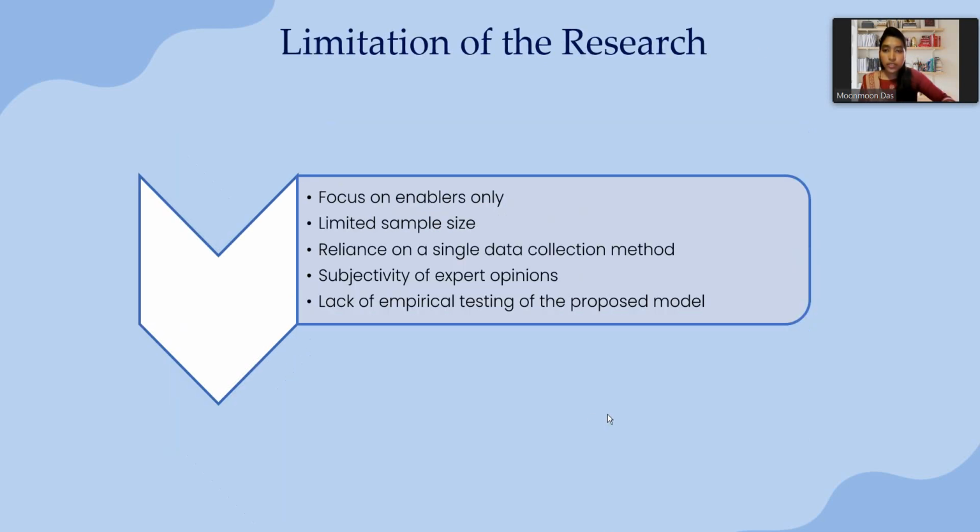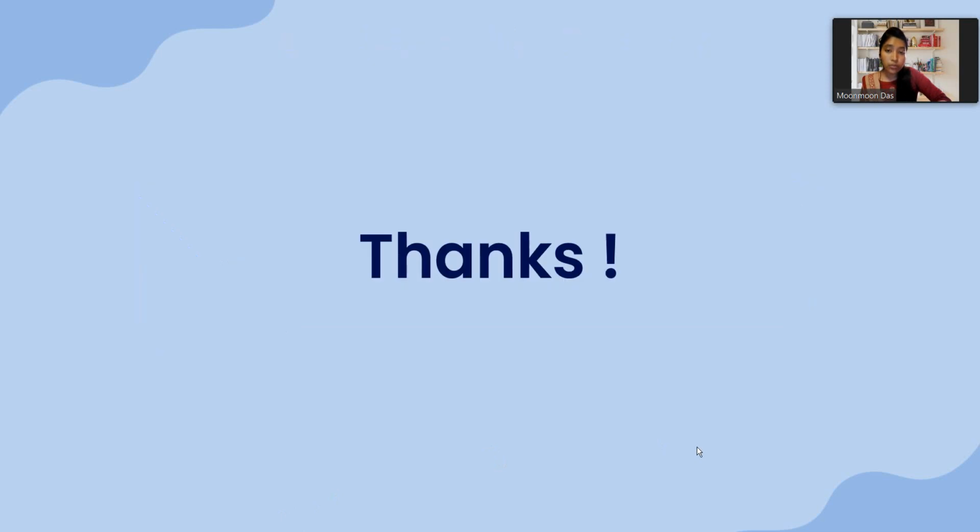Next, limitations of the research. The study focused only on identifying the enablers that affect software process improvement in small and medium-sized enterprises. The authors did not examine the barriers and challenges that software SMEs face when trying to implement SPI initiatives. The study collected data from a relatively small sample of SMEs in India, which may limit the generalizability of their findings to other contexts. Their reliance on a single data collection method, subjectivity of expert opinions, and lack of empirical testing of the proposed model are further limitations.